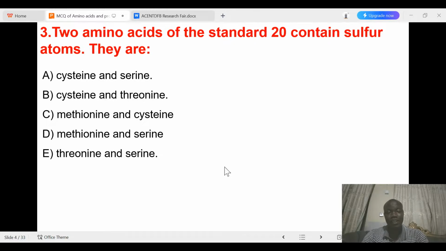A, cysteine and serine. B, cysteine and threonine. C, methionine and cysteine. D, methionine and serine. And E, threonine and serine. So what is the answer to this question? Which of the two amino acids contain sulfur?